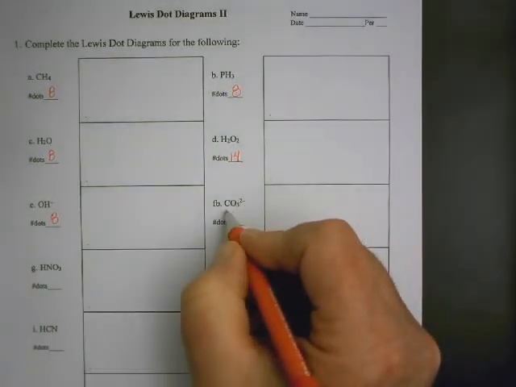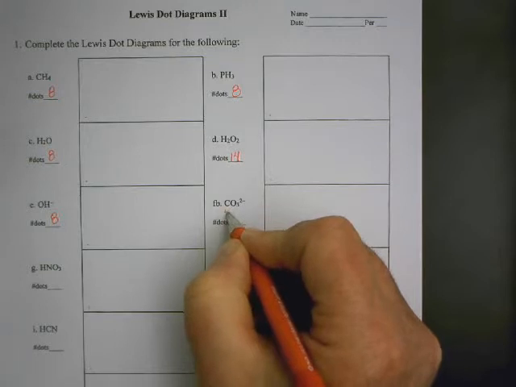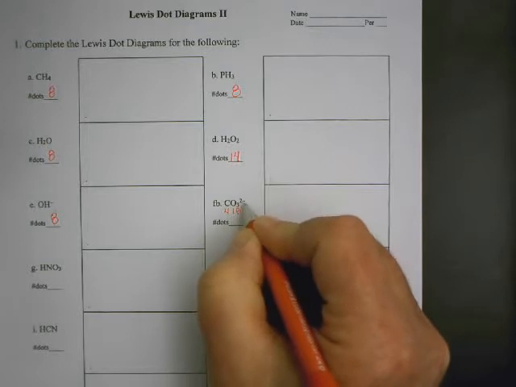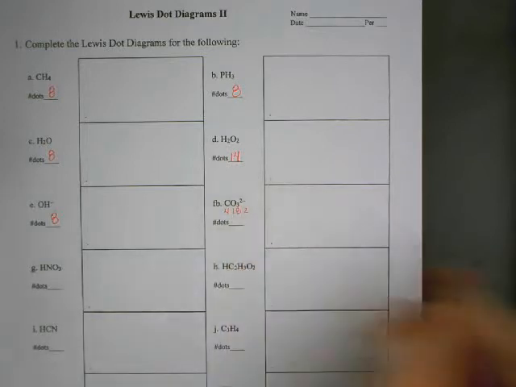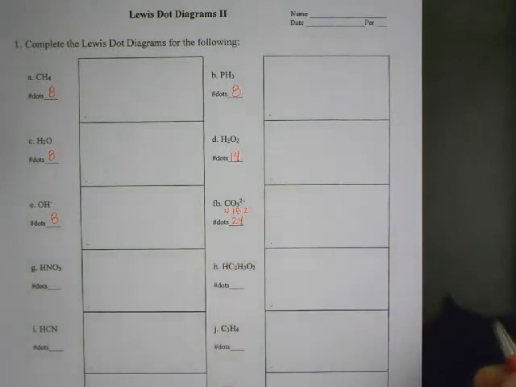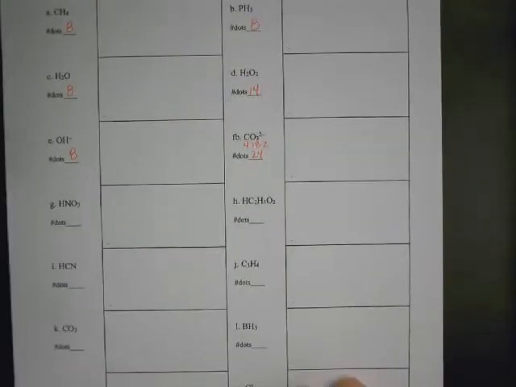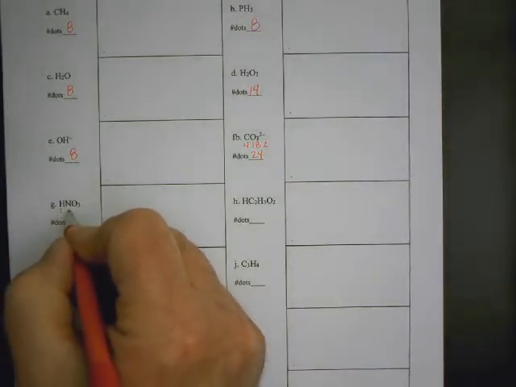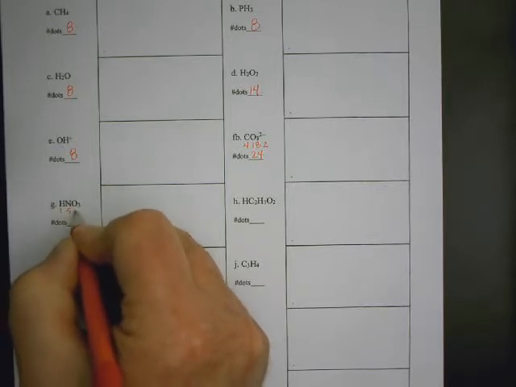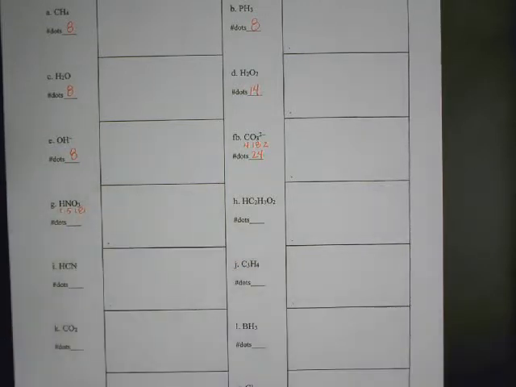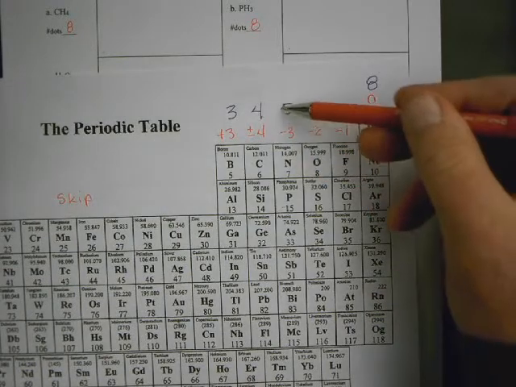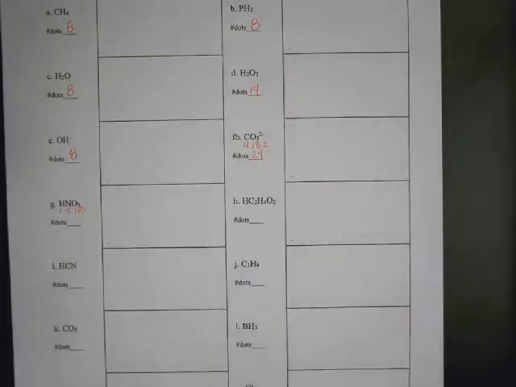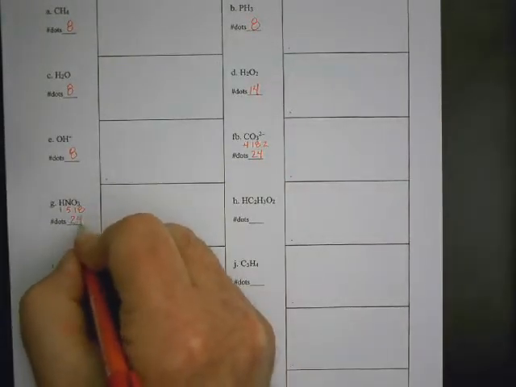And again, sometimes it helps. You can go carbon, that's 4. 3 oxygens, well, that's going to be another 18. Plus 2 for the charge, so that's 24. Okay, 1 for the hydrogen, 5 for nitrogen, and again, 3 oxygens, that's 18. Nitrogen 5, oxygen 6, 3 times 6 gives me the 18. So, again, 24.